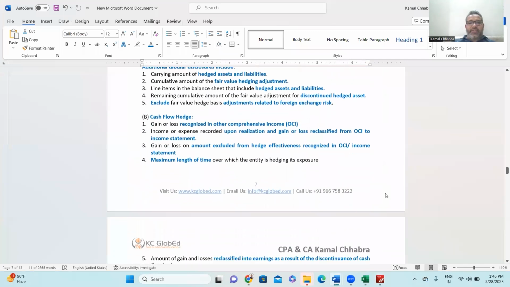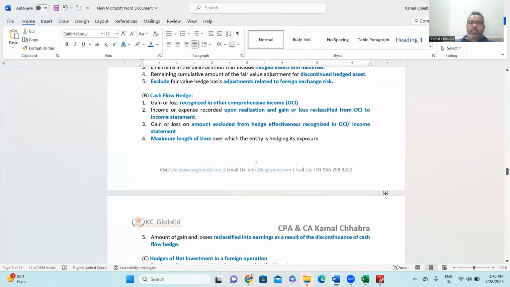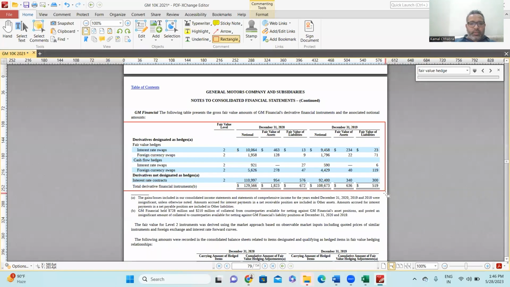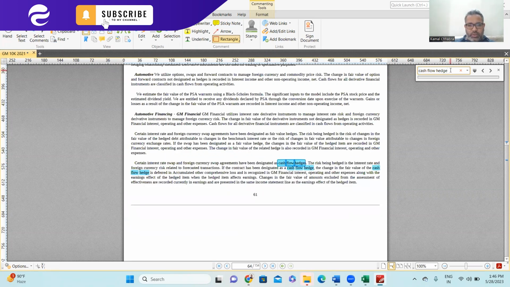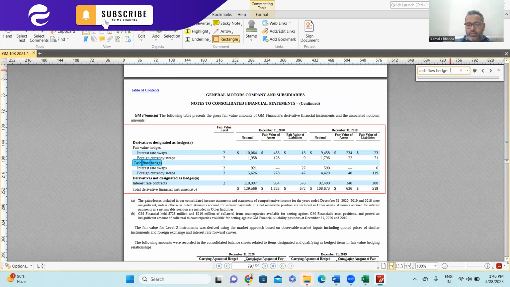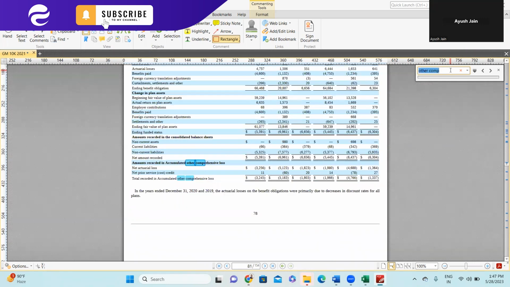Now, next one is cash flow hedge. Cash flow hedge, gain or loss recognized in other comprehensive income. So if you see in the cash flow hedge, let me take you to OCI. Basically, foreign currency or interest rate can be cash flow or fair value hedge.